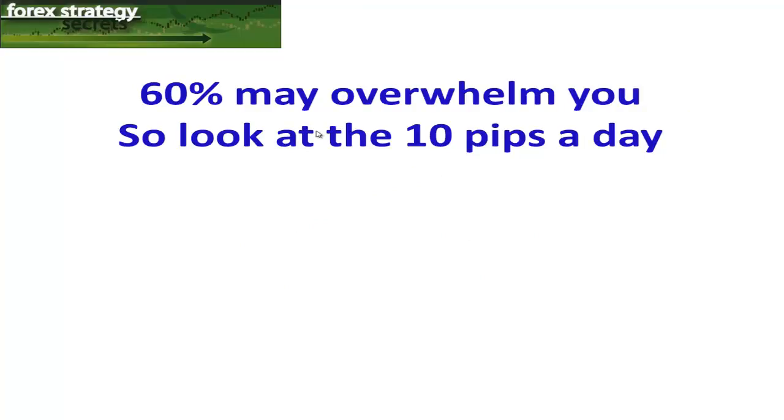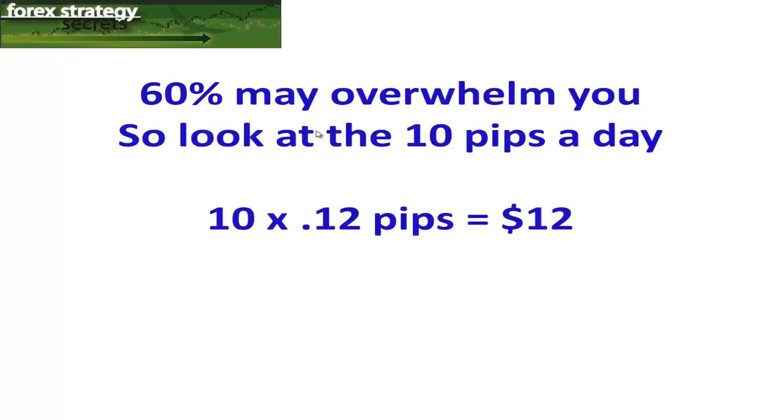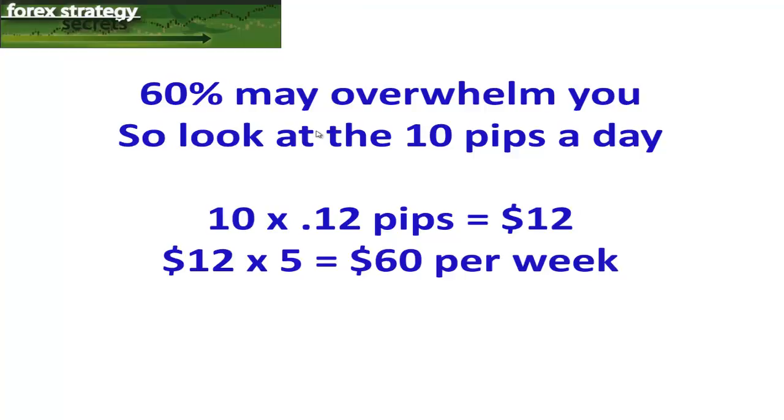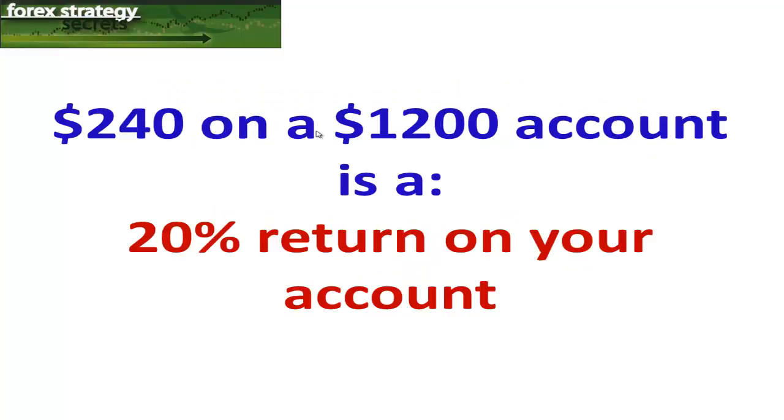Maybe you don't have the confidence to trade with that lot size, but you are making the 10 pips a day. Gradually increase your lot size to where you have the confidence, and this 10 pips a day will give you the skills. So let's just do 10 pips a day. That's $12 a day, $60 a week, $240 a month, or that's a 20% return on your account. That may not be overwhelming to you. That is very doable.